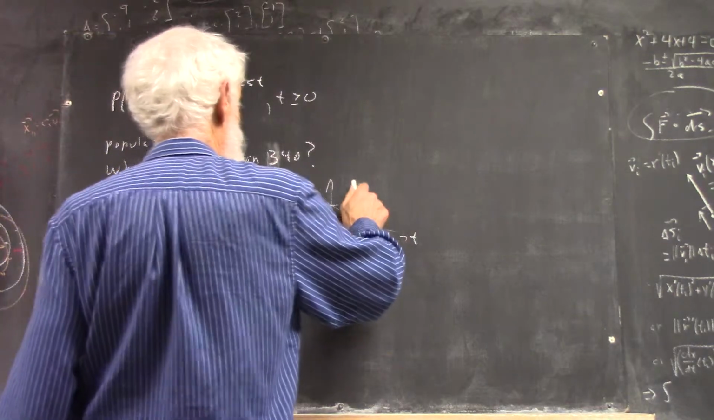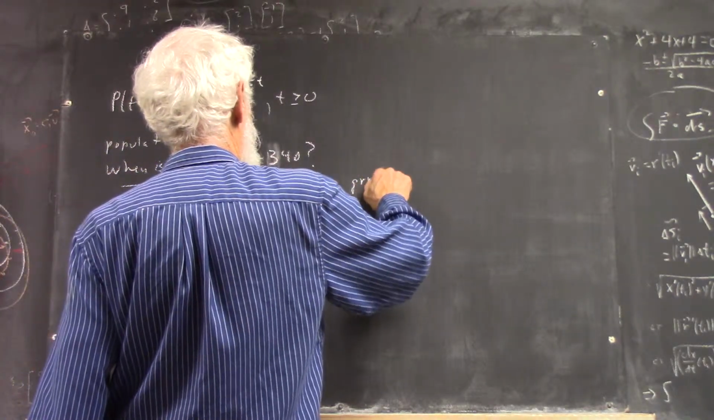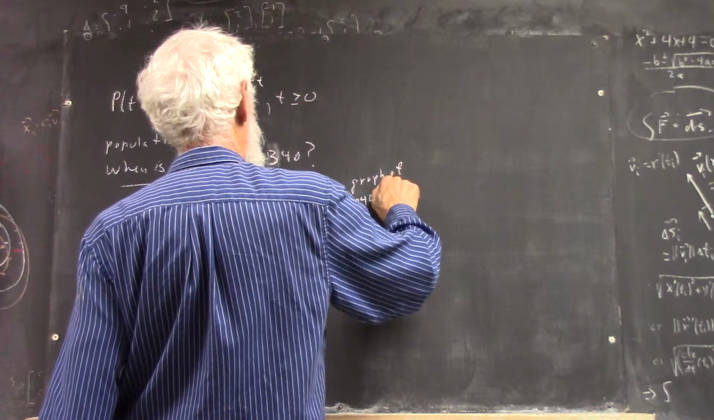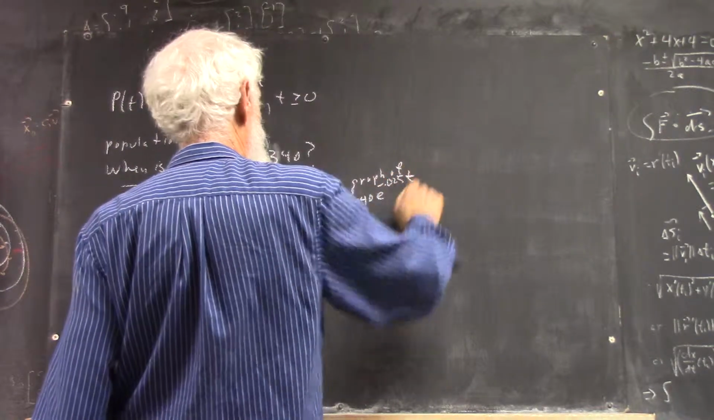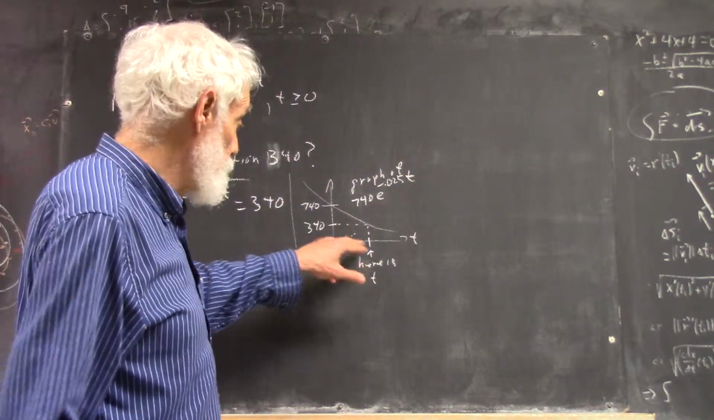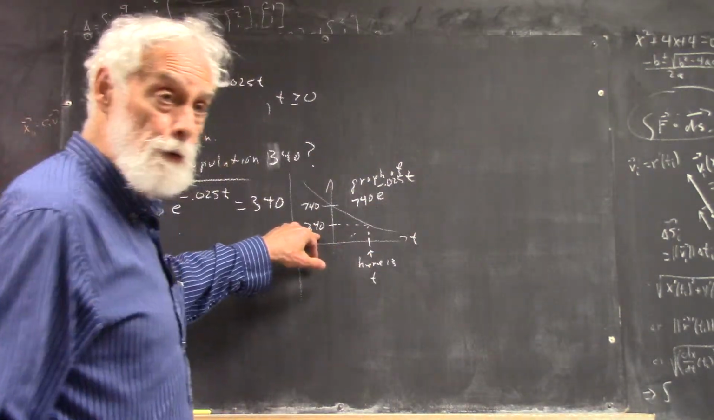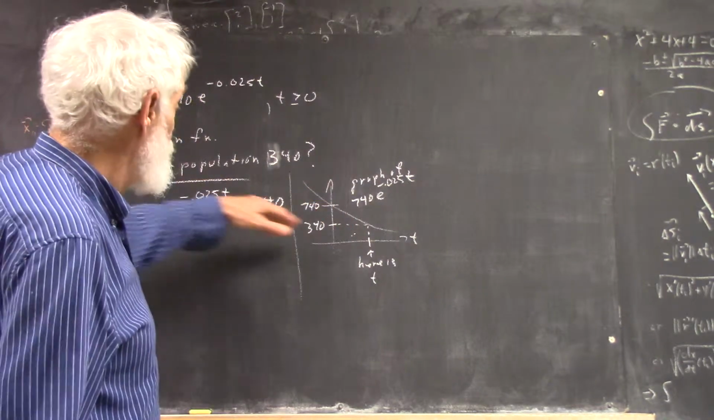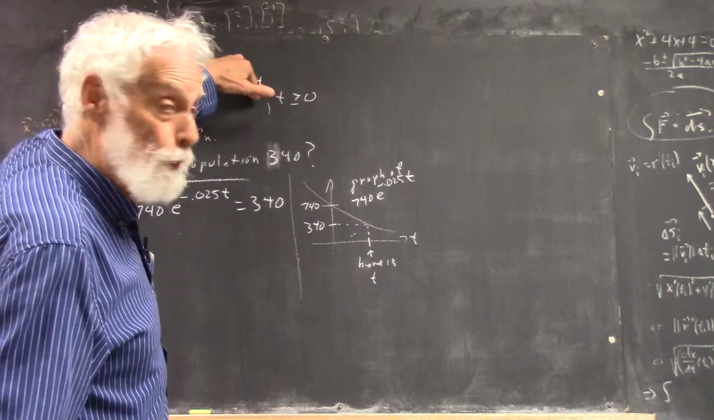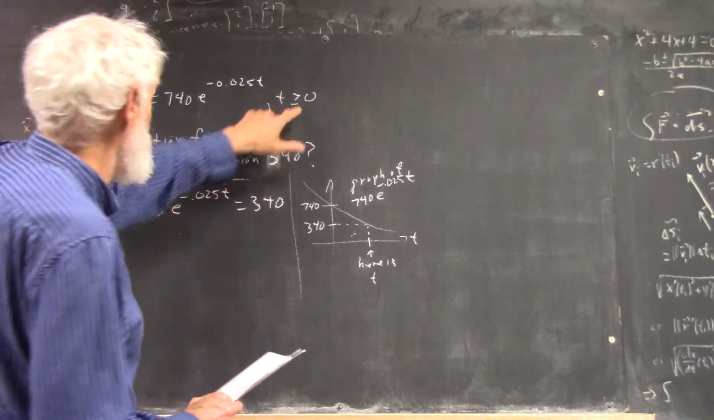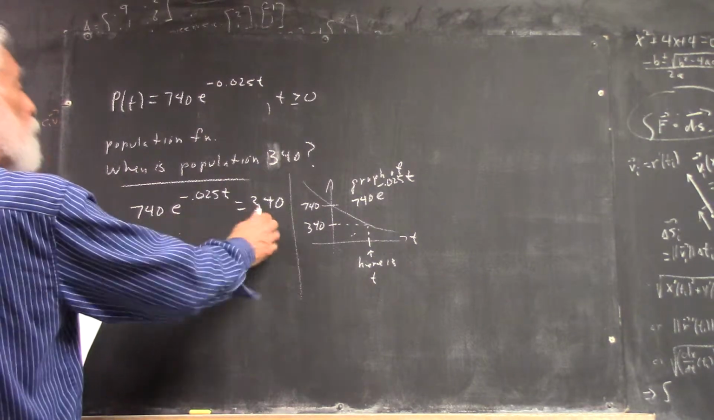This is the graph of 740 e to the negative 0.025 t. I haven't put a scale on it, but we know the graph is going to look like this, and for some t out there, we're going to come down to 340, right? And for some t, negative t, we were up at 1,740, right? So we could have solved that if it hadn't been for this restriction. Anyhow, this is the equation we got to solve.